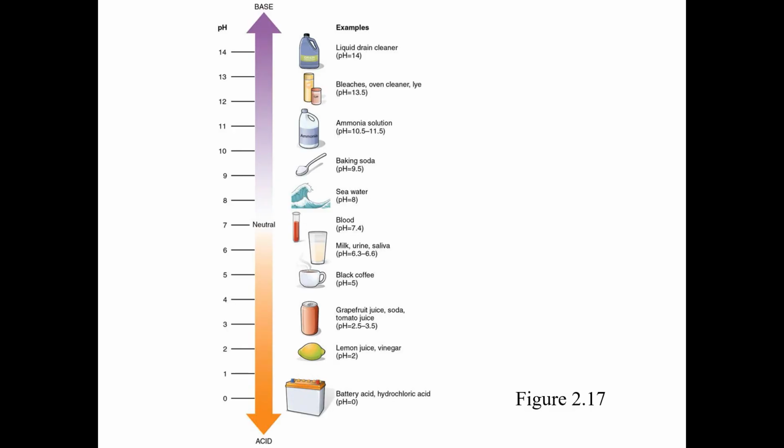Those solutions are presented on a scale that is called the pH scale. It has numbers from 0 to 14, and 7 in the middle, that would be neutral. That's your pure water. Everything right down here, lower than 7, will be acidic solutions.